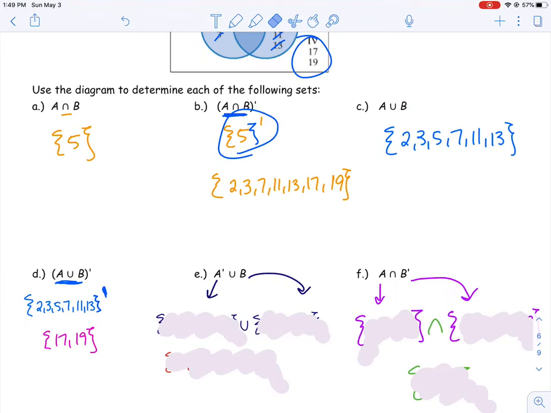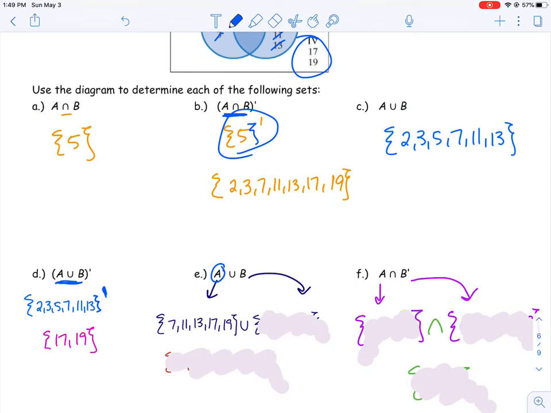Make sense? All right. Part E doesn't have parentheses, so that means I want to do each piece individually. I want to find the complement of A. What are all the elements that are not in set A? And I want to write those down first. Did you get 7, 11, 13, 17, and 19?